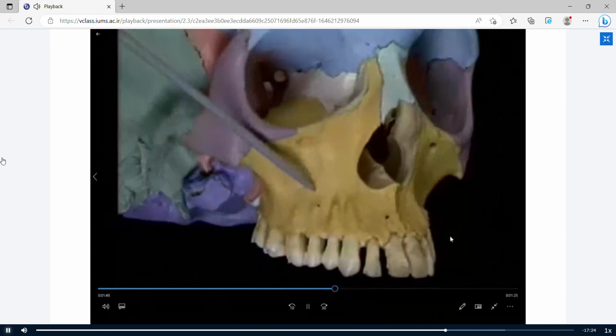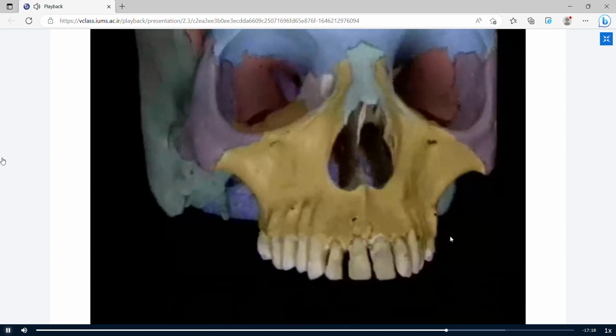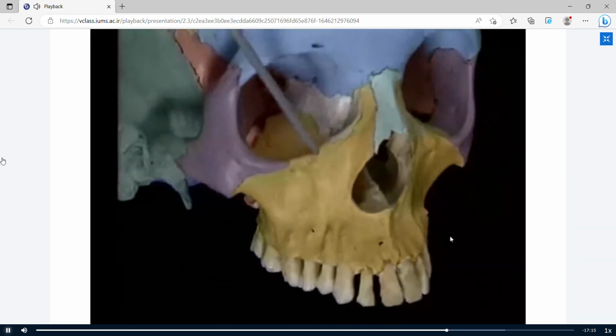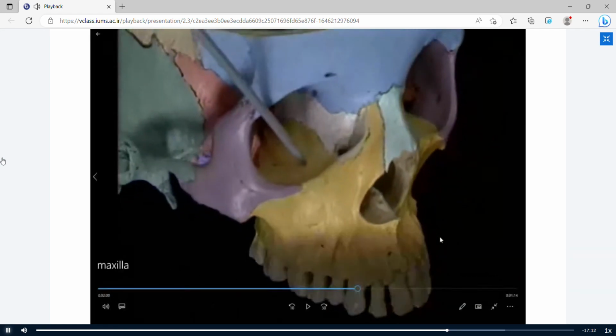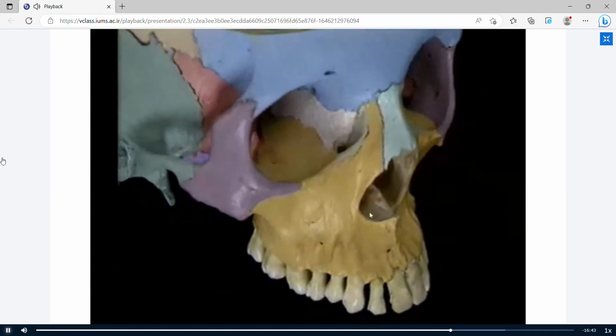Here's the maxilla. The right and left maxillae are joined together in the midline. On each side, the maxilla forms the lower medial part of the orbital margin. The maxilla has a body and four processes. This is the body, which has four surfaces: anterior surface, superior surface, medial surface, and posterior surface. And it has four processes: frontal process, zygomatic process, alveolar process, and palatine process. And almost all of the floor of the orbit. The maxilla bears the upper teeth.